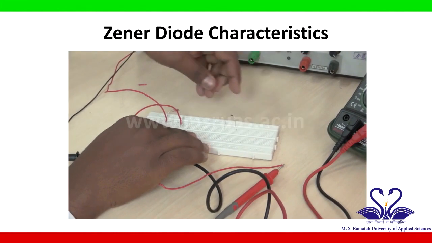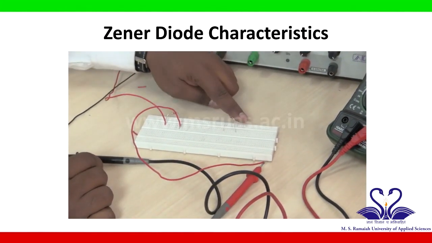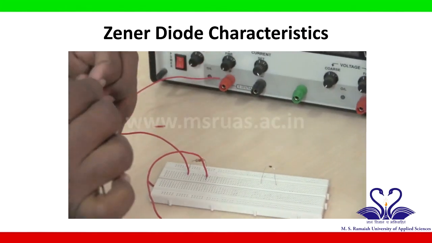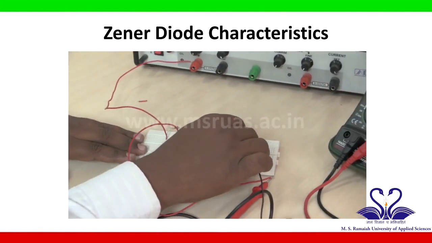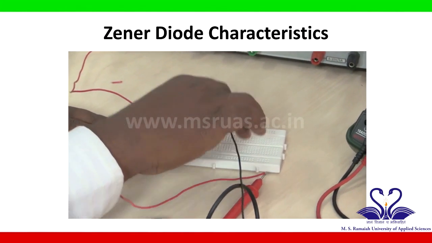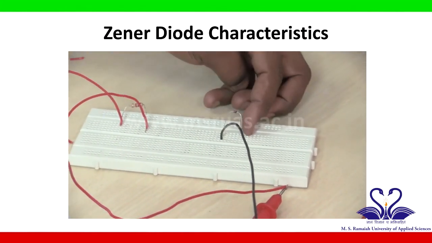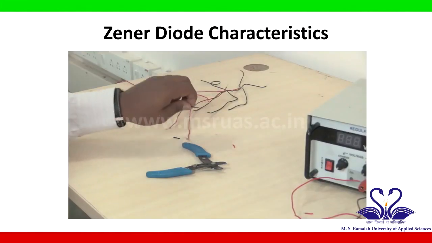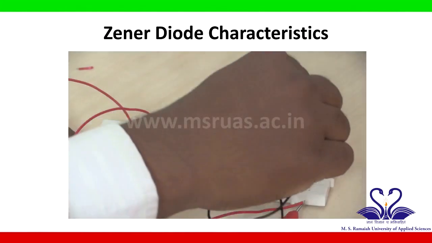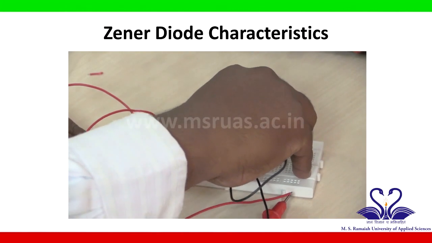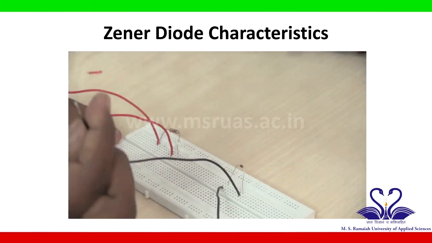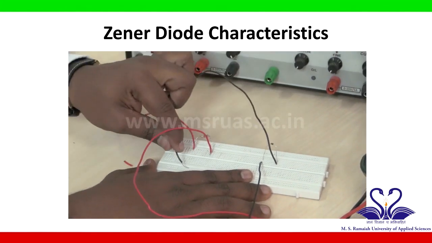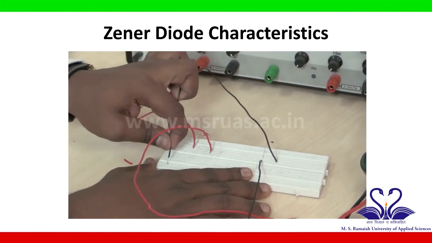If I connect like this, this end is P, this end is N. Since the negative terminal of the ammeter is connected to the P side of the diode, I am connecting to the P side, and the N side of the diode is connected to the ground. So I will take one more wire and connect to the N side of the diode, and this end is connected to the ground. I will take this first row as ground, so I will connect to the ground.